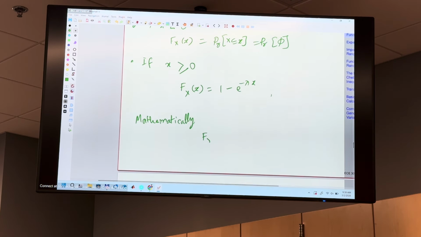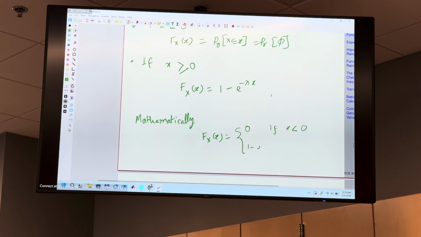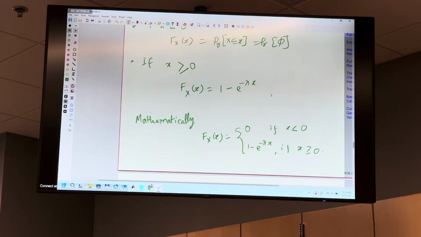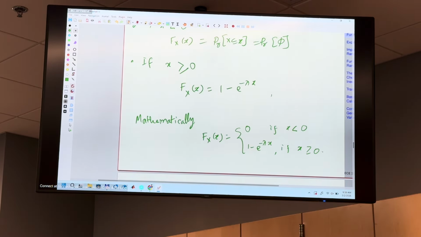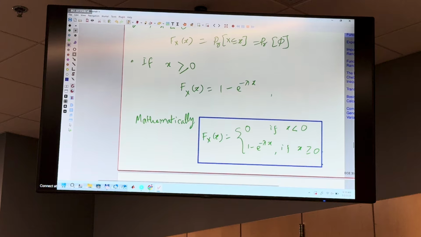you write f sub x, x is 0 if x is strictly less than 0, and it is 1 minus e to the negative lambda x otherwise. So that is the final answer.